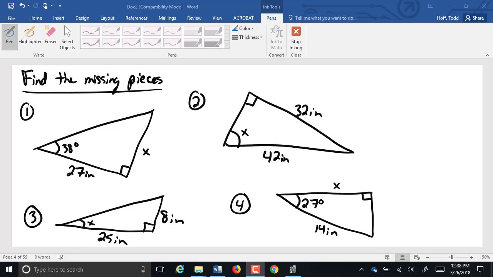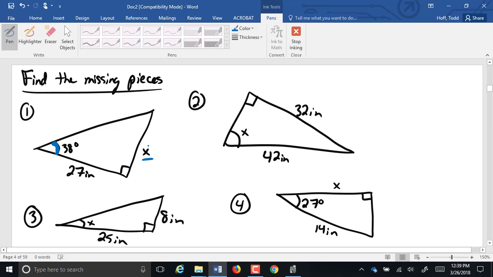So for number one, we look at what it is we are looking for. We're looking for this side here. So we have to look at what do we know. Now, we either have to know one angle other than the right angle, or we have to know two sides. Do we know an angle here? Yes, we do. I mean, we either know an angle or we're going to be looking for an angle. It's always going to be that. So we know an angle.